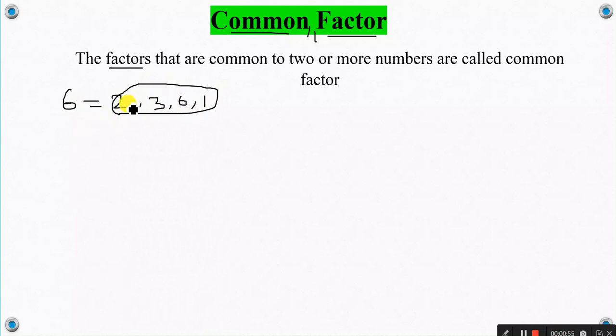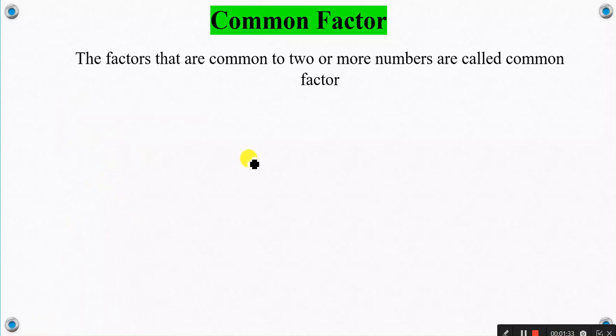Common factor means, for example, if you take another number, what are the factors of 8? The factors of 8 are 1, 2, 4, and 8. As we see, the factors common to both 6 and 8 are 2 and 1. So 1 and 2 are the common factors of 6 and 8. So we see this with an example.